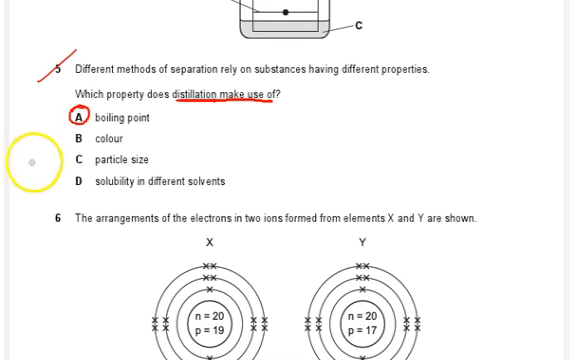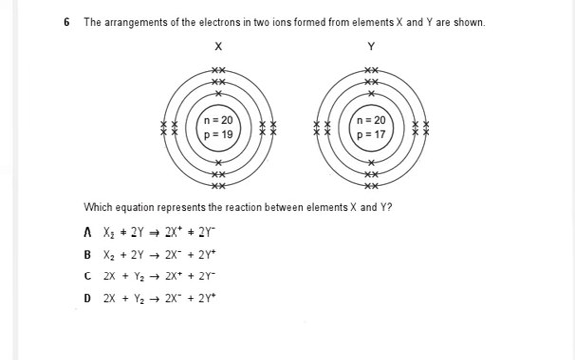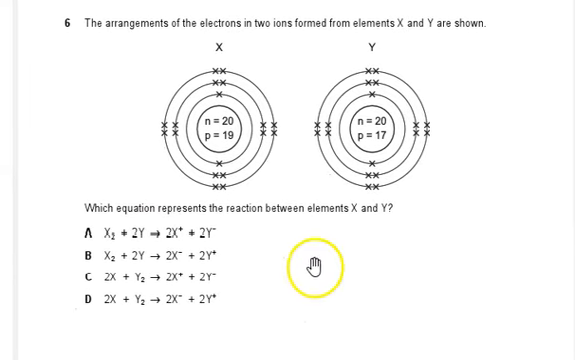Like distillation of water and alcohol, and you can also say fractional distillation of petroleum. All of this is based on the boiling point. Okay, now let us look at number 6. Okay, the arrangement of the electrons in ions formed from elements X and Y. So we write down here the electron numbers.